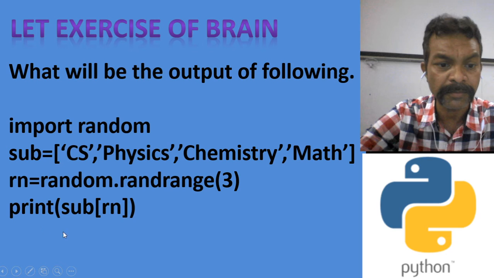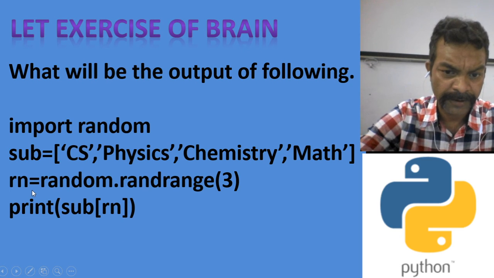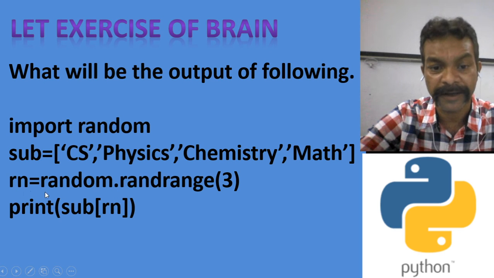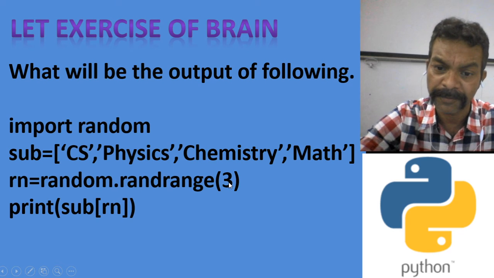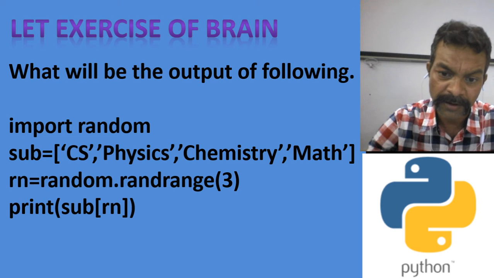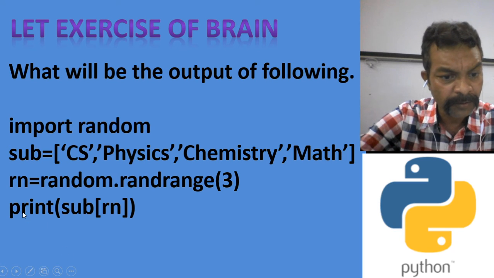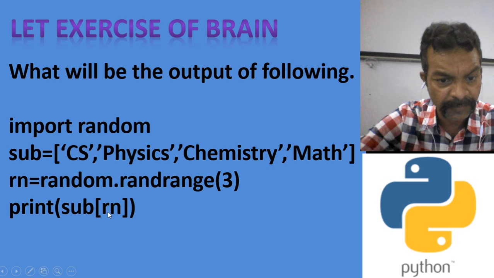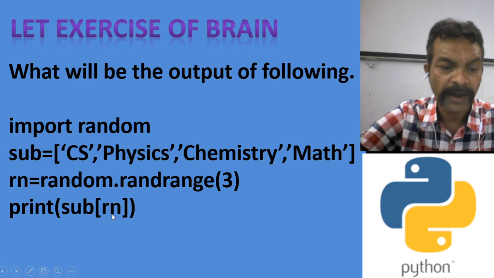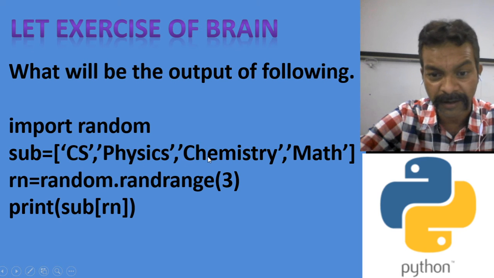What will be the answer of this question? First we find what will be the value of Rn. According to this randrange function, 0 is the lower limit and 3 is the upper limit. So 0 and 3 will not be the number generated by the randrange function. So what will be the number? Either 1 or 2. Okay. So print sub[Rn] means either the value of sub[1] or sub[2]. If sub[1], then the answer will be physics, and if sub[2], then the answer will be chemistry.